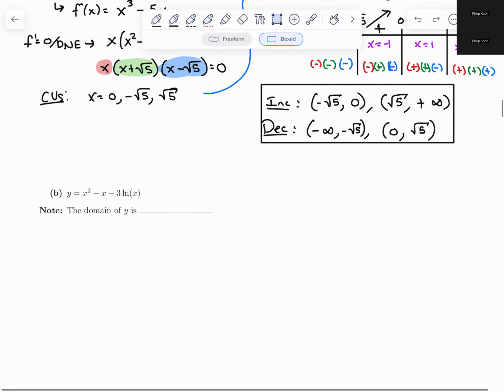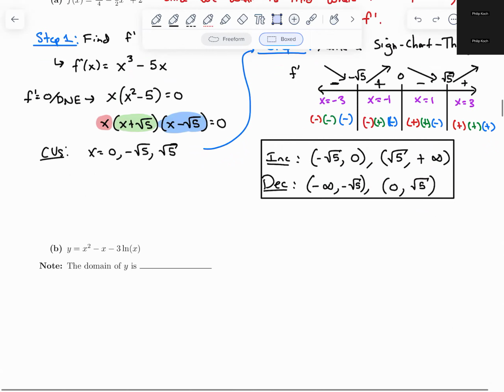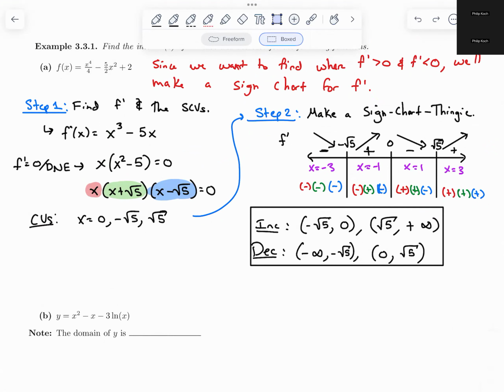So, anyways, any questions on... Oh, that was step 3. Write your answer. Step 3: Find the increase and decrease. Any questions on that? Okay. So part B is going to be the same question. Find the intervals of increase and decrease.